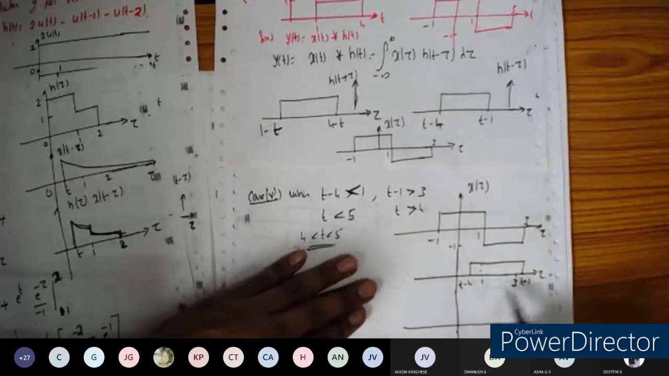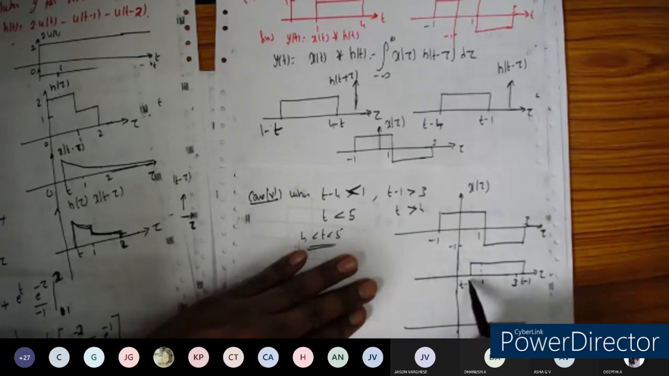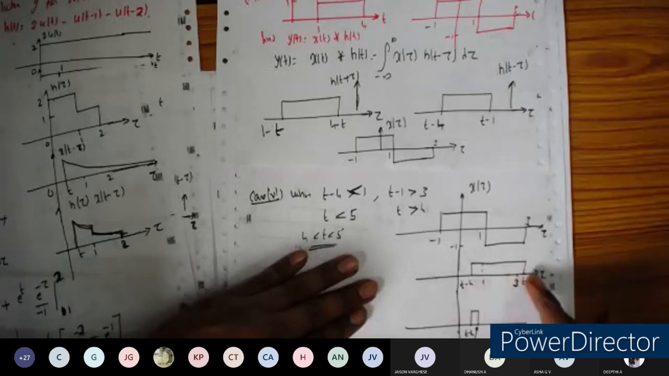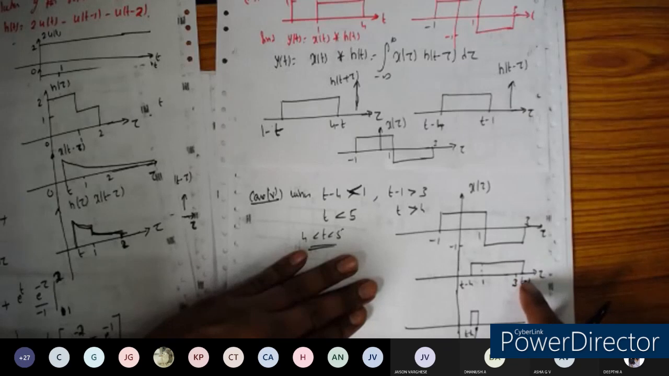So this is t minus 4, 1, and this is 3 and t minus 1. When I take the product, from t minus 4 up to 1, it is having the value 1 here. And again from 1 to 3, because after 3 also the t minus 1 waveform will be there, the product will exist from 1 to 3 only.